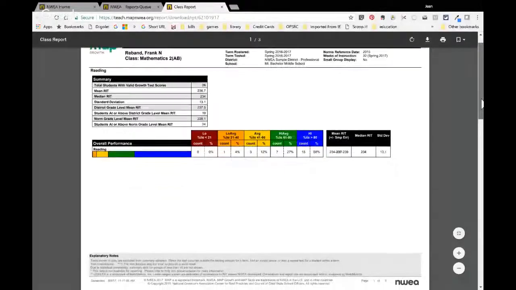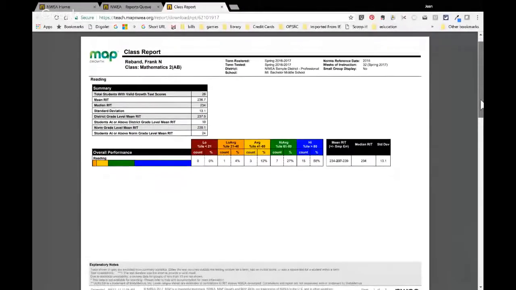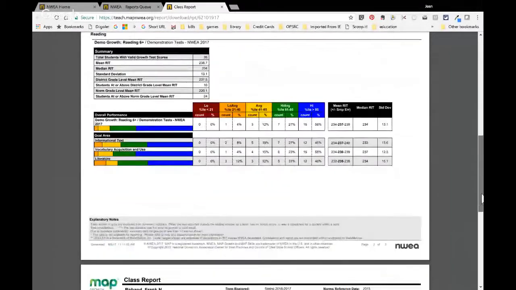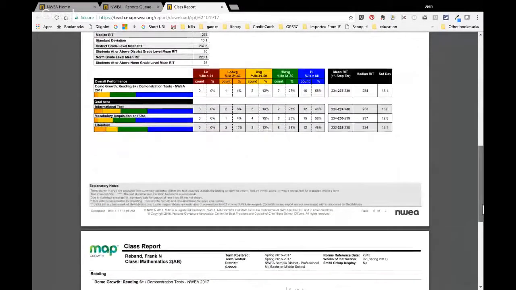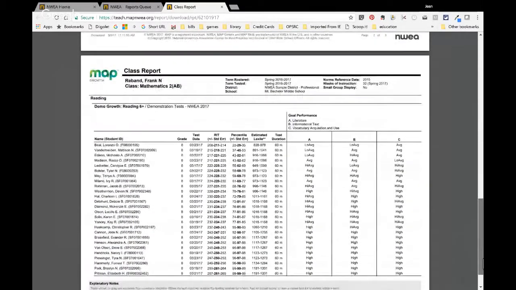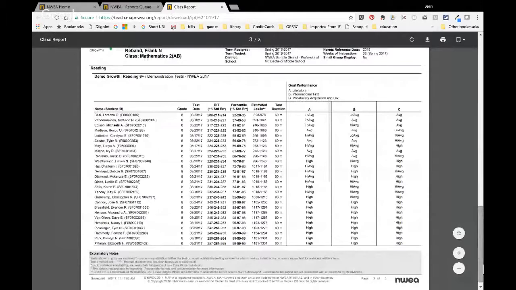So this is what we've seen before. Here's the class report summary page, the overall performance, and then the goal area performance. We're moving now down to the next page, which is the individual student growth page.